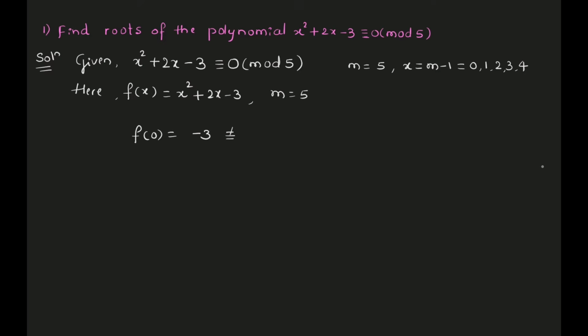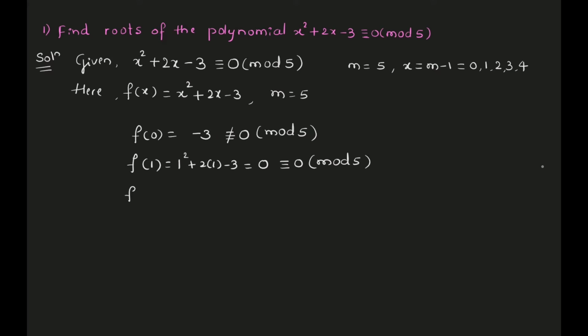Then what will you get? We will get minus 3. Minus 3 is not congruent to 0 mod 5. Okay, it is less than 5, so automatically the remainder will be minus 3 only. So it is not congruent to 0 mod 5. Now when you put 1, what happens? 1 plus 2 minus 3. Okay, 1 plus 2 minus 3 is 0. Okay, 0 mod 5, that is, 0 is congruent to 0 mod 5.